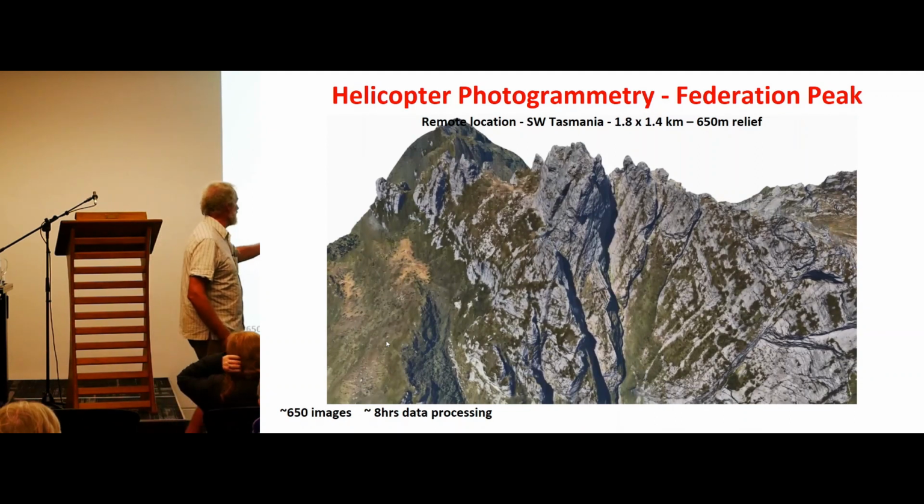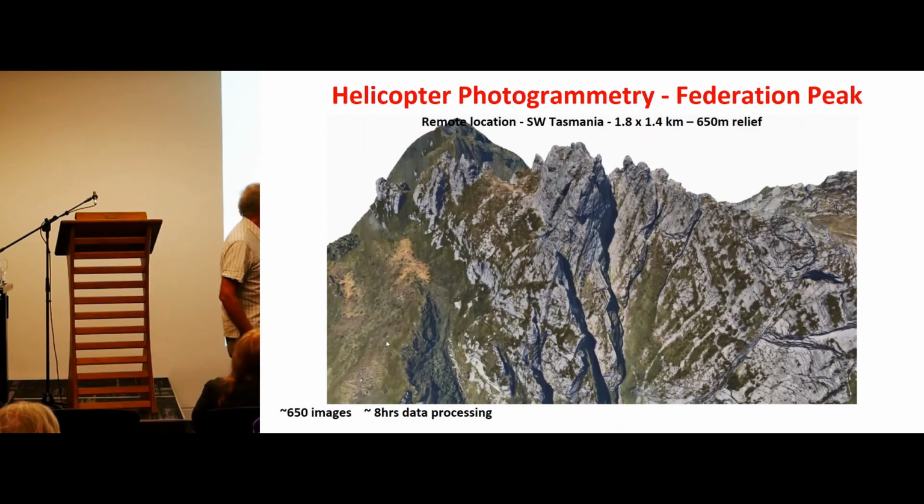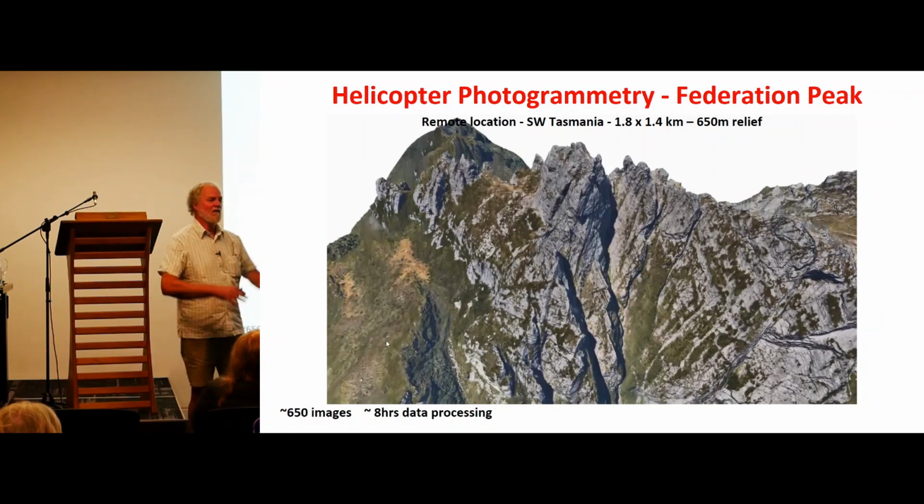How long did it take us to do that? Well, it was 650 images, 2 cameras. It was about 5 minutes. We circled the peak for about 5 minutes in a helicopter, and we made an image that covers 1.6 kilometres across, with 700 metres of vertical relief in this particular image.